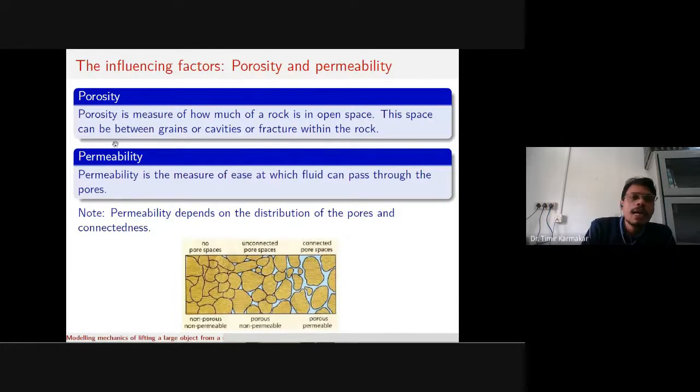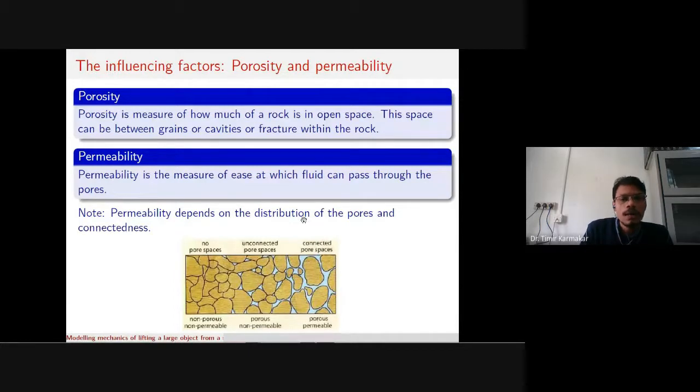Now by looking at these two, you might feel that higher porosity always implies higher permeability. From the definition it looks like that, but it is not always true. These are two different things. To get a permeable medium, we need the pores to be connected. So even though the porosity is large, it does not imply that the permeability will be large.